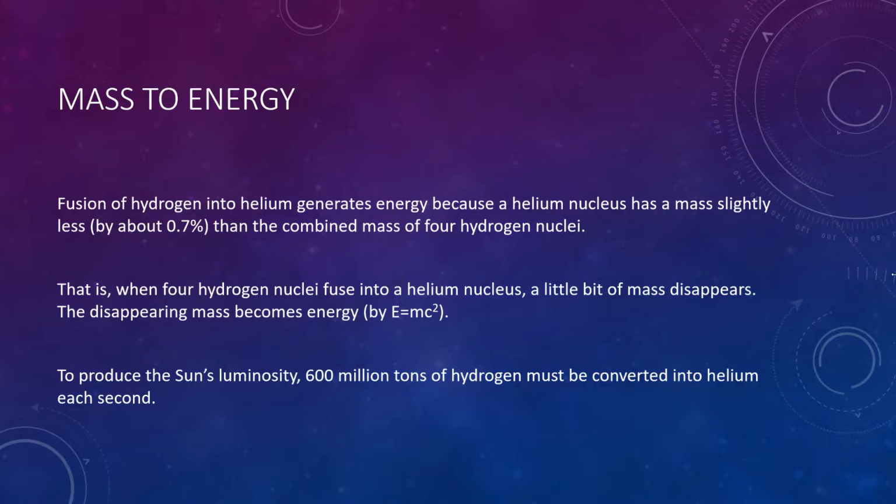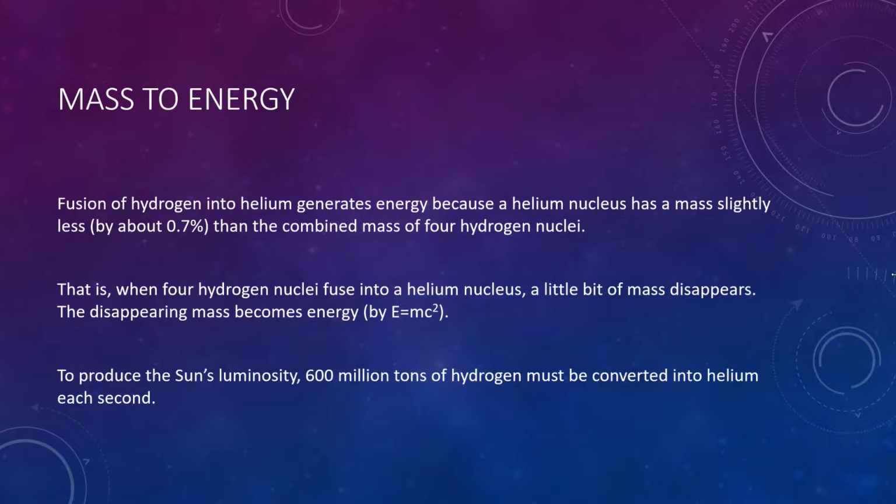Overall, fusion in the Sun converts about 600 million tons of hydrogen into 596 million tons of helium every single second, which means that 4 million tons of matter is turned into energy every second. Although this sounds like a lot, it is a minuscule fraction of the Sun's total mass and does not overall affect the mass of the Sun in any measurable way.